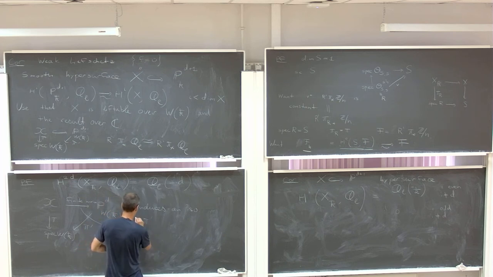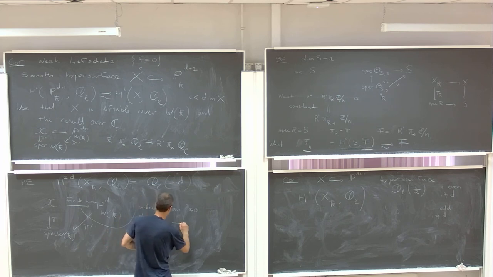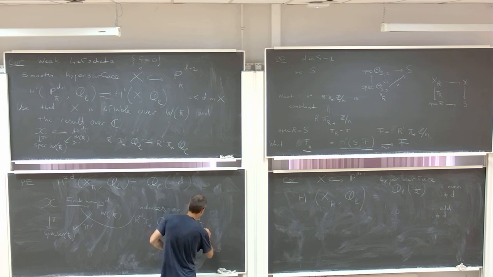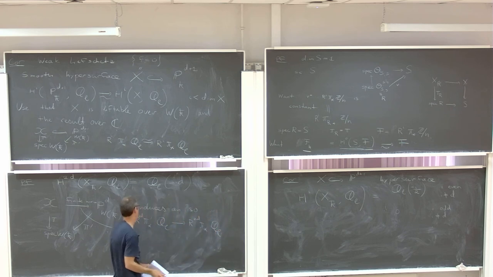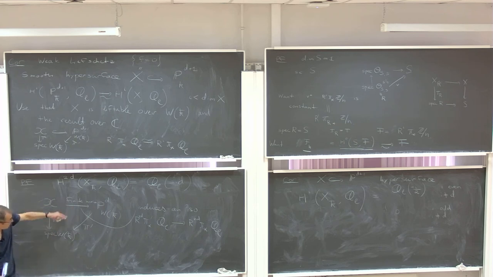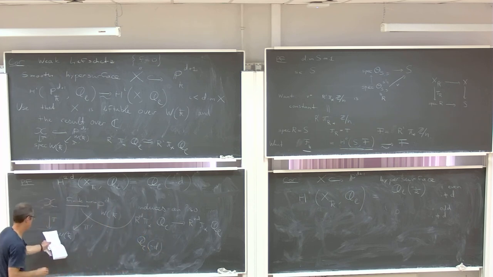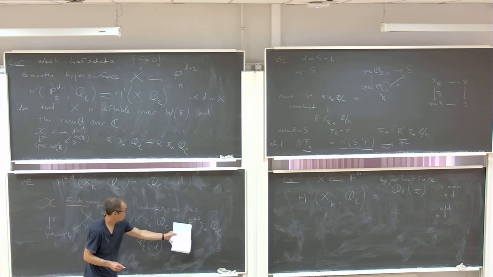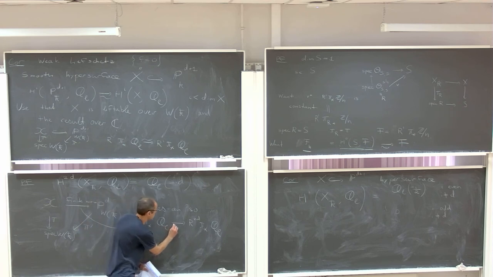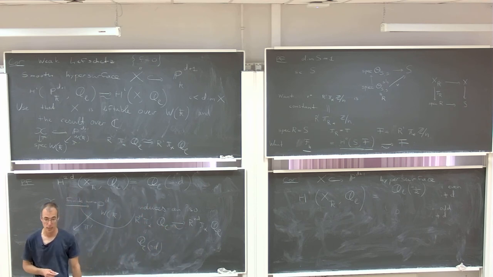R^{2d} pi'_* Q_l to R^{2d} pi_* Q_l. So, right? And I already know that this local system is Q_l shifted by negative d. That's a constant local system. And this is a morphism of local systems. I claim that this is an isomorphism. That's an isomorphism because it's an isomorphism over the generic point.